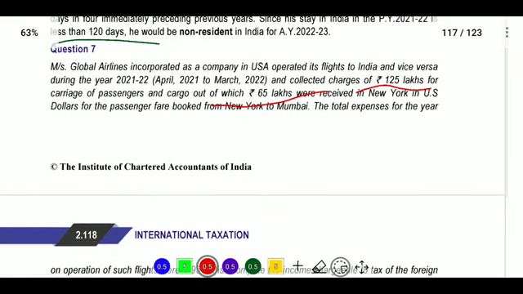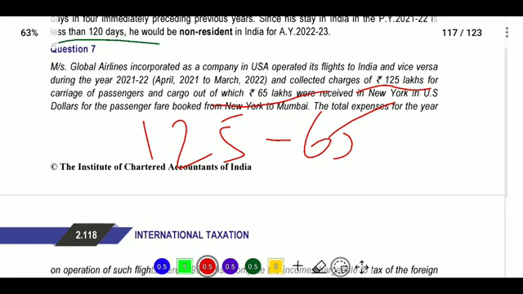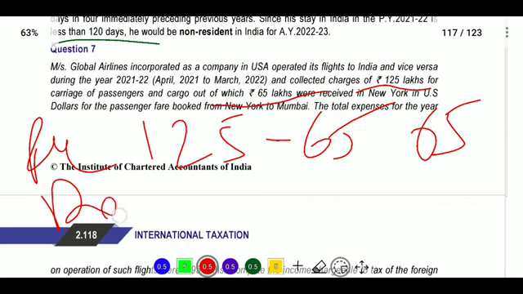So 125 minus 65, whatever the amount was received here. For 125 was collected charges, and out of 125, 65 will be the cargo out. So this 65 will be removed. That is the fare book value we will get, and with the fare value, this 65 will be from New York to Mumbai.